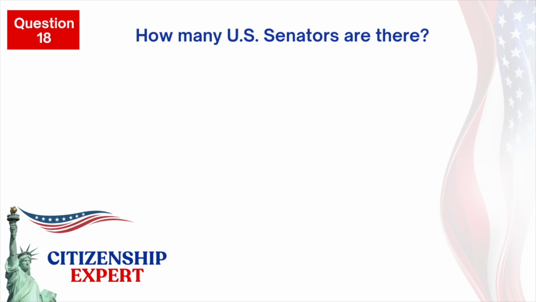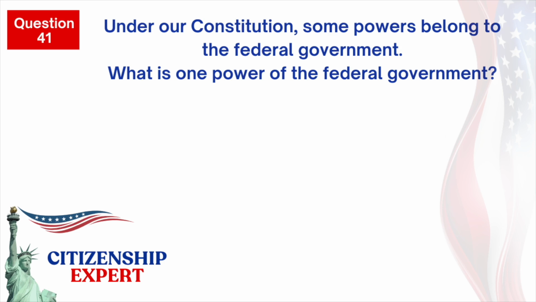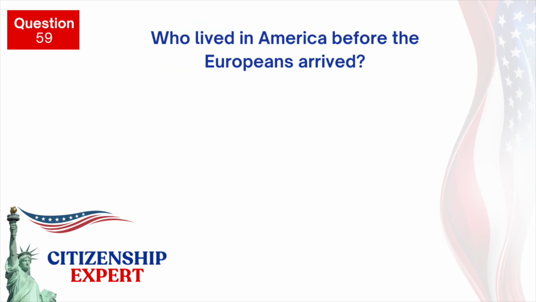How many U.S. senators are there? 100. Under our Constitution, some powers belong to the federal government. What is one power of the federal government? To print money. Who lived in America before the Europeans arrived? American Indians.